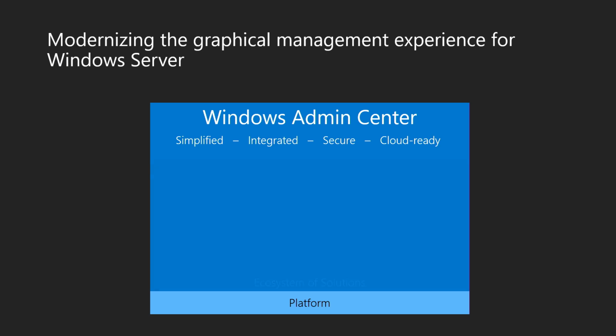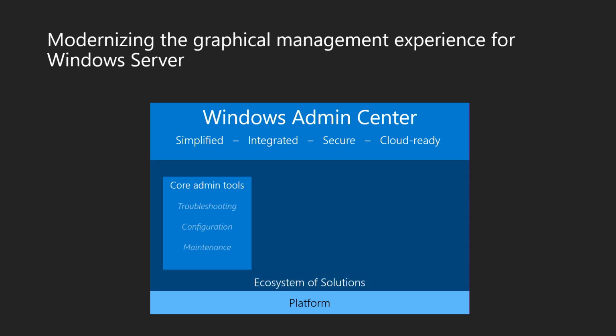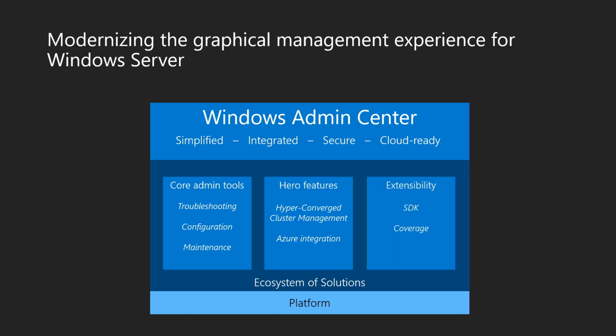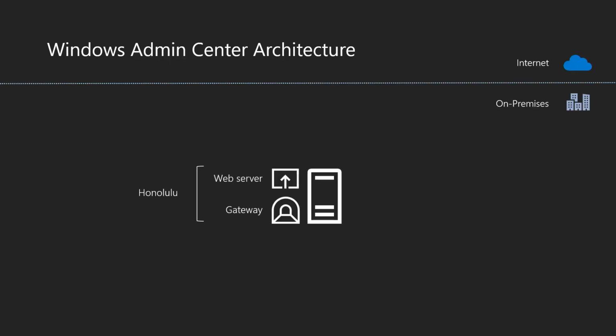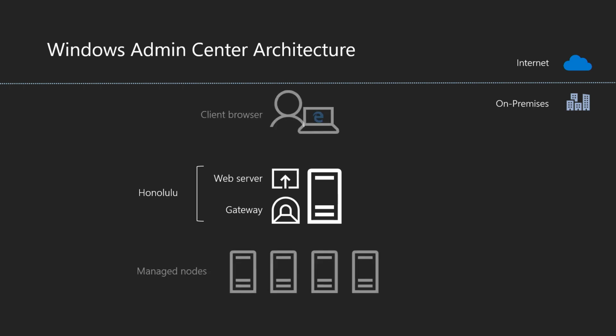So when we talk about modernizing the graphical management, we think about ecosystems of solutions. You've got core admin tools, you've got hero features, you've got extensibility. When it comes to the Admin Center architecture, what's really cool is there's a number of ways to install it. I generally like to just run it on my laptop just for simplicity, and that's what you're going to see today. I literally downloaded it, it's 50 megabytes, double-clicked, ran an installer, and it's running on my laptop.